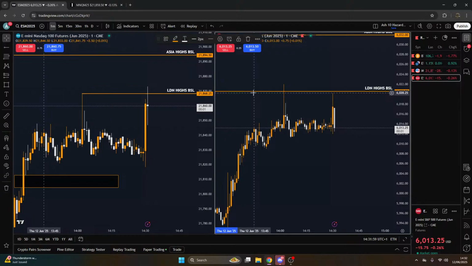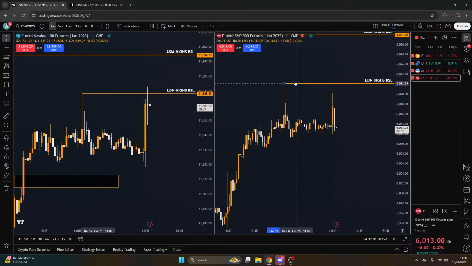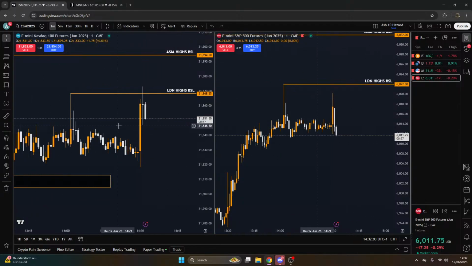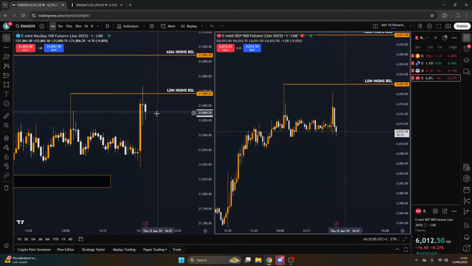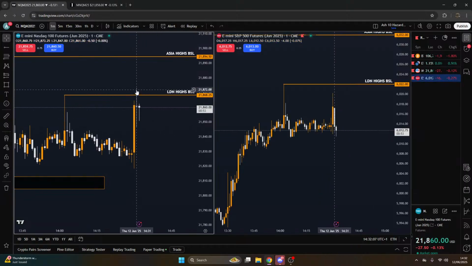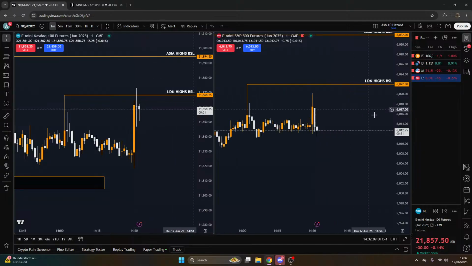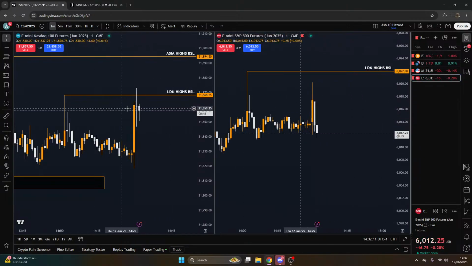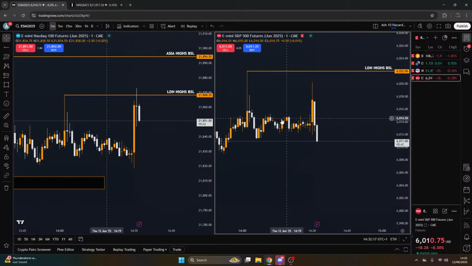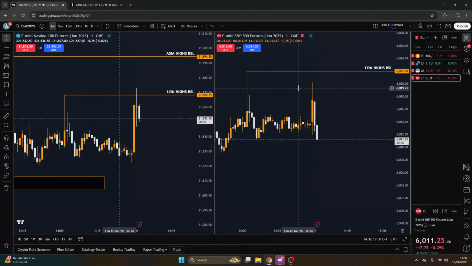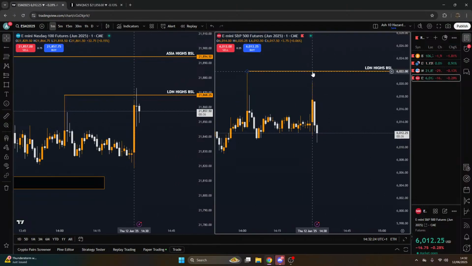What an SMT is, basically, is when one asset takes the high and the other one doesn't. You guys can see right here, we have London highs which has got swept, but then the London highs on the right-hand side hasn't got swept, meaning that ES is the lagging asset. It's the weaker asset. Supposedly, if you were to take a trade, you would take it on ES, because it's the weaker asset right now, because it's not strong enough to go and take out London highs.